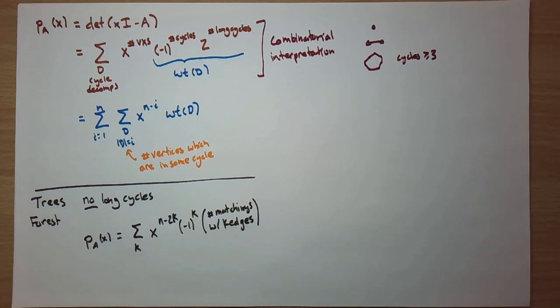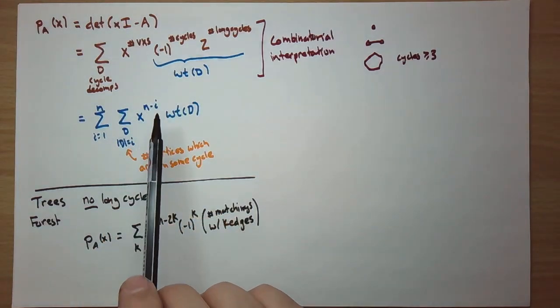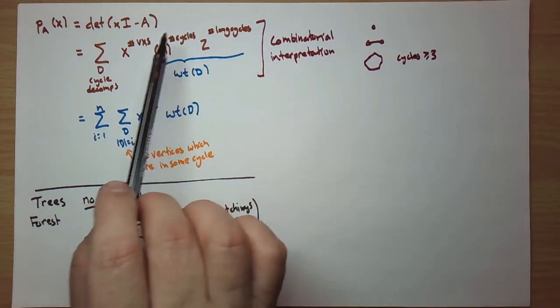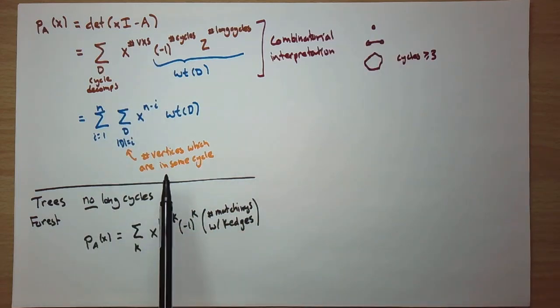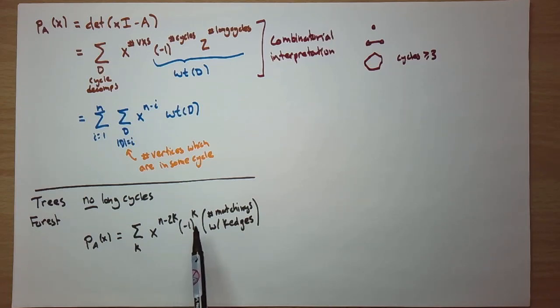This is not so hard to see because our cycle decompositions are just edges and isolated vertices. If we think of k as our number of edges, n minus 2k is how many vertices we have left. We have k edges, so k cycles, so that's negative 1 to the k. And then we ask, how many times does this happen? Well, that's the number of matchings. Recall, a matching is a collection of disjoint edges. We're not assuming anything about maximality here. These aren't maximal matchings, these are just all possible matchings.